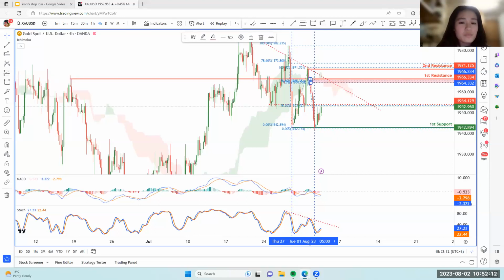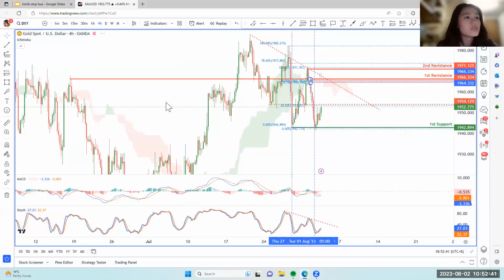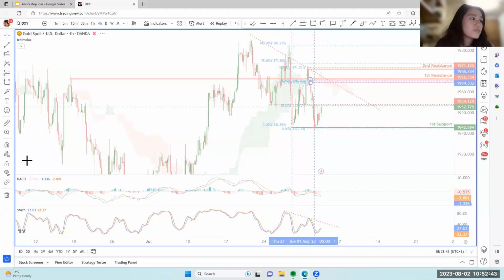Okay, I think I have time for one more chart. So if you guys have any requests, feel free to let me know. Okay, let's go ahead and take a look at DXY. Just really quickly, this will be our last one for the day.